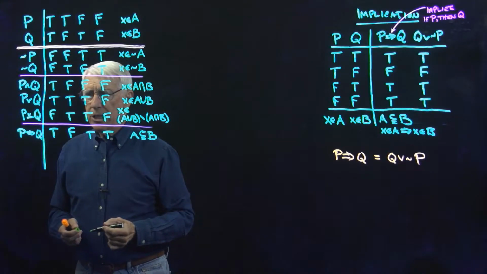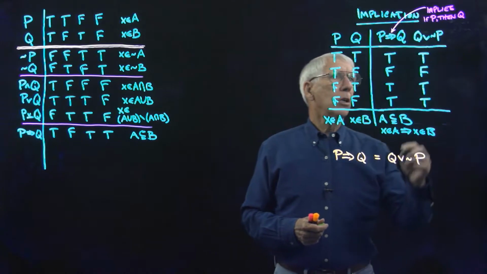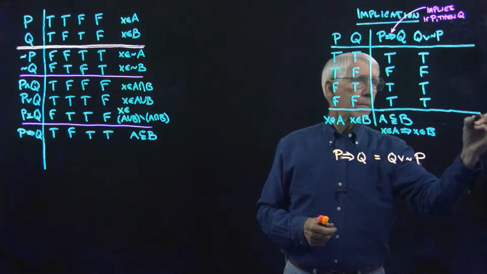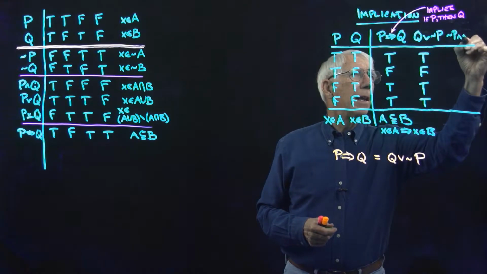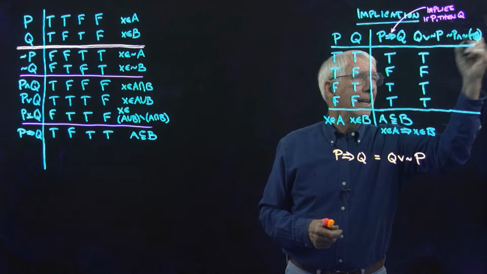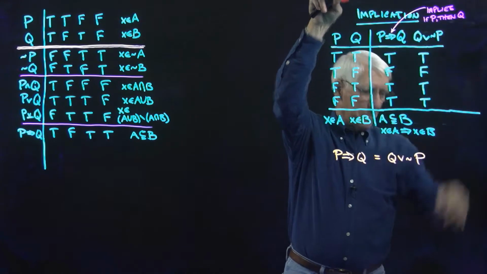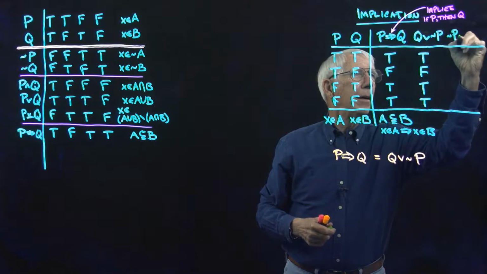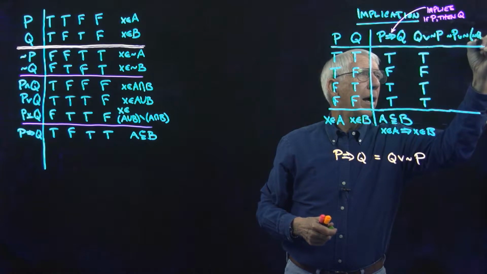And so let's look at another possibility here. Suppose I take not P and, I'm squeezing this in here, let me take this off and try to do a little better job of squeezing it in. Let's say this is going to be not P or not Q.